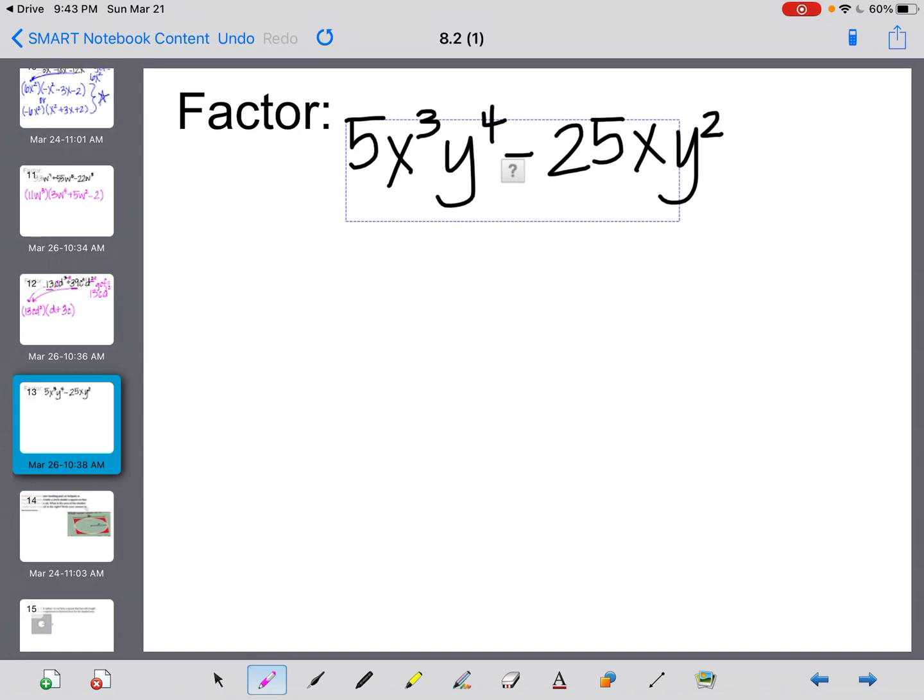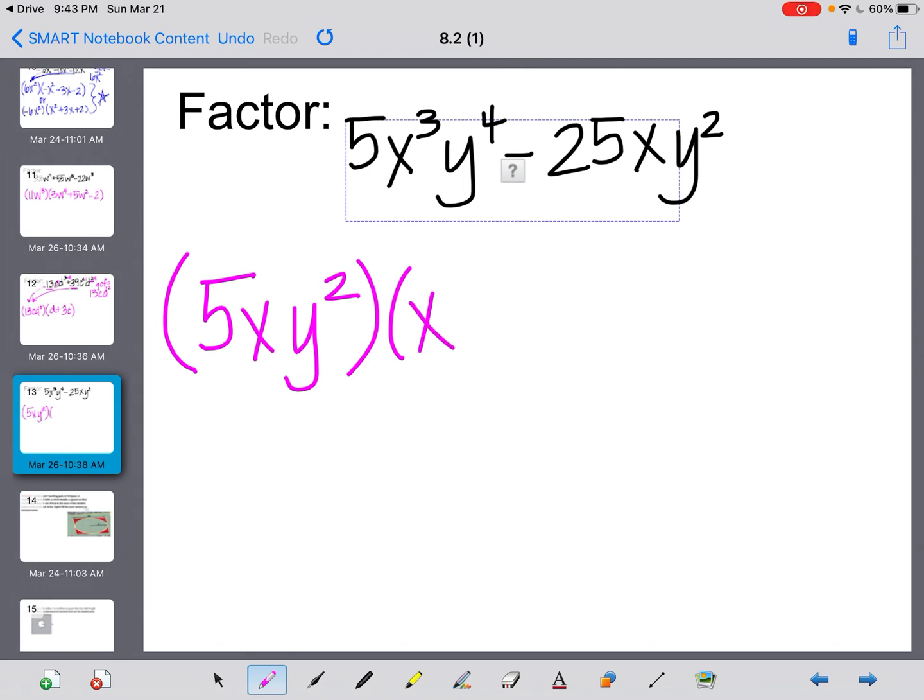Now that you've done that, try this one on your own. Come back and see if your answer is the same as mine. Okay, I'm factoring out 5, 1x, 2 y's, and that leaves me with x to the second times y to the second minus 5.